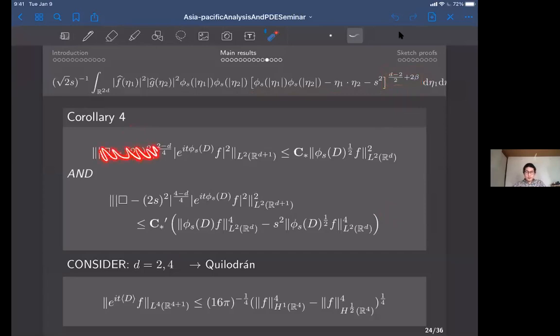And if you let d equal to 2, then there is no null form, and this is what Kirijan obtained in the same paper. And for the second one, if you let d equal to 4, then you get this inequality, kind of a refined form of a Strichartz estimate. And this inequality is actually new. I'm just considering the S1 case though.